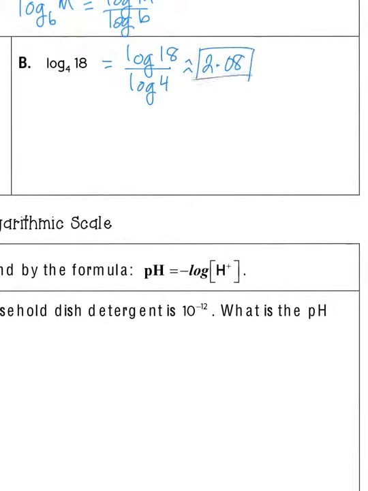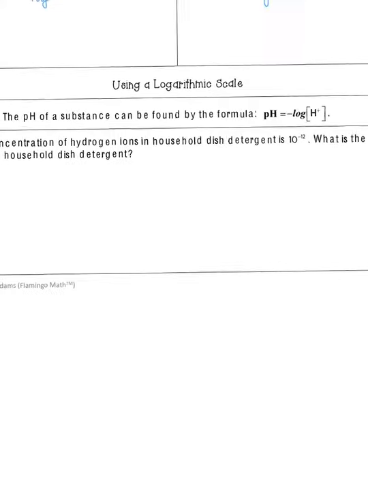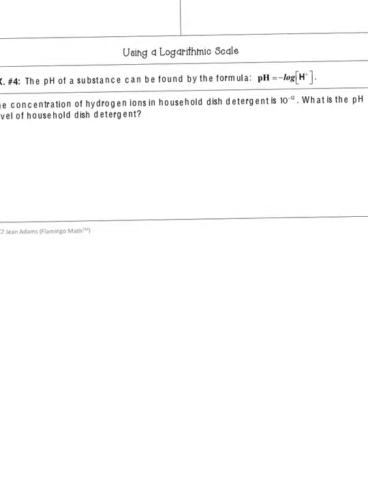All right, so let's look at this little bitty word problem. Word problems in this section are not necessarily my favorite, but we'll use them. Okay, so sorry it's small. This is the formula that they have given you for the pH of a substance. You can find the pH by taking the opposite of the log of H+. And H+ is the concentration of hydrogen ions, in this case in household dish detergent, is 10 to the negative 12. So the question is asking you, what is the pH level of the household dish detergent?